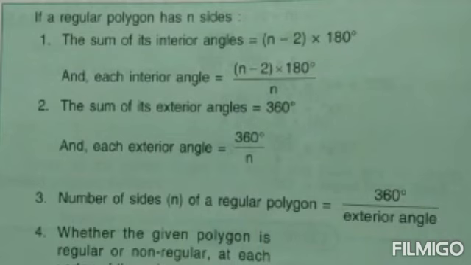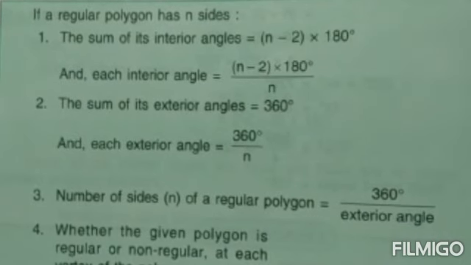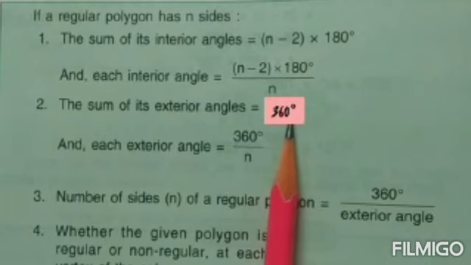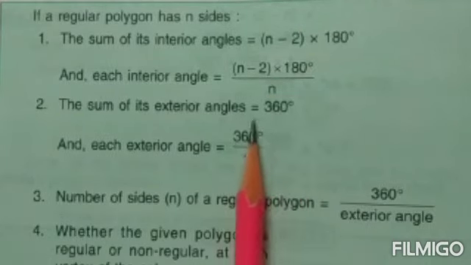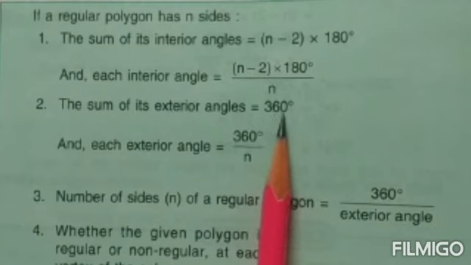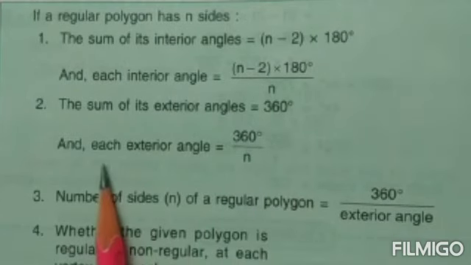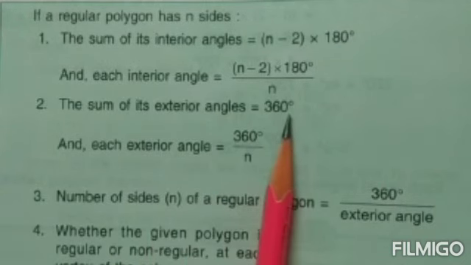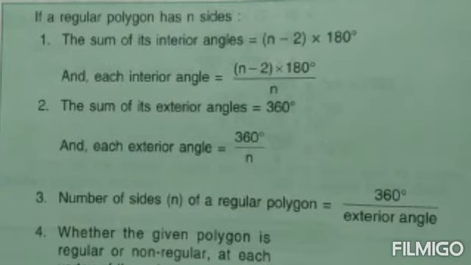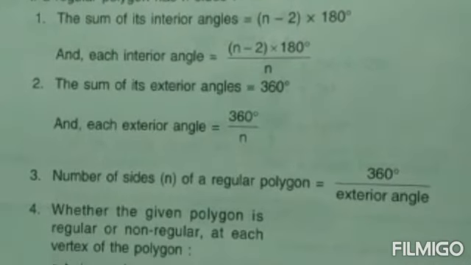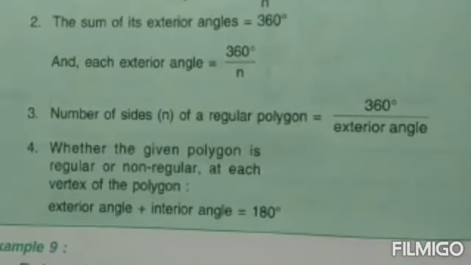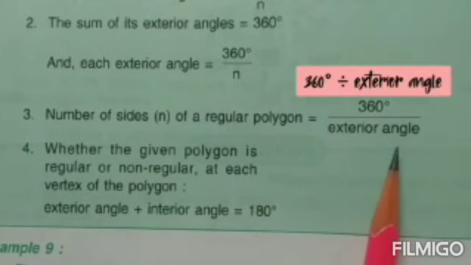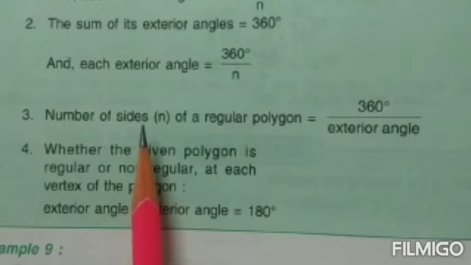I told you in the previous video children that the sum of the exterior angles will always be 360 only. No matter how many sided polygon it is, the sum of the exterior angles will be 360. Now in case we want to calculate each exterior angle, divide 360 by the number of sides. If you have to calculate the number of sides children, use the formula 360 divided by each exterior angle. So that will give you the number of sides.